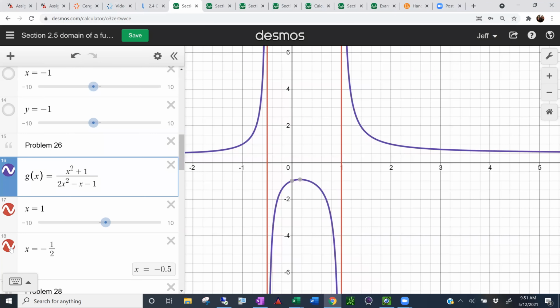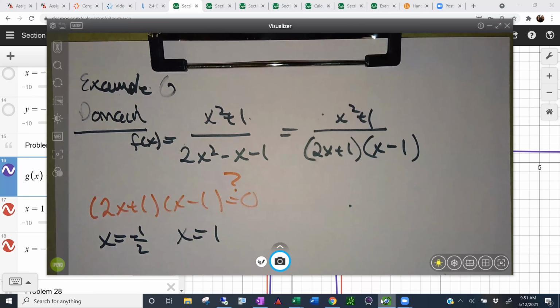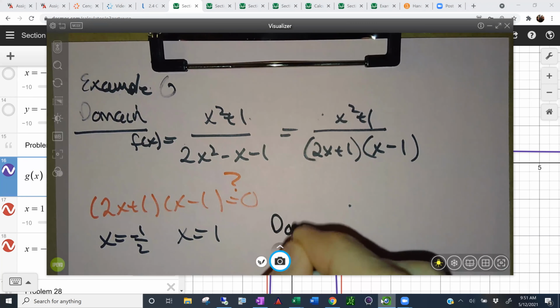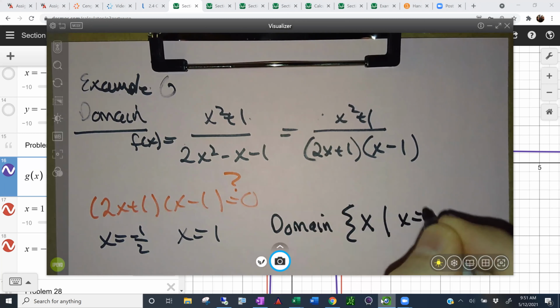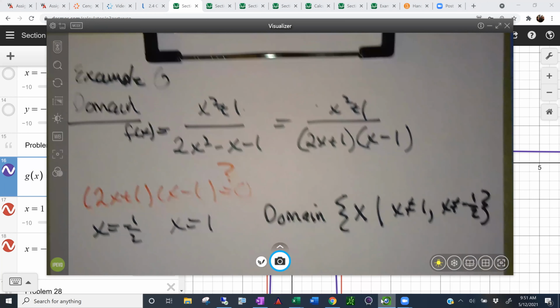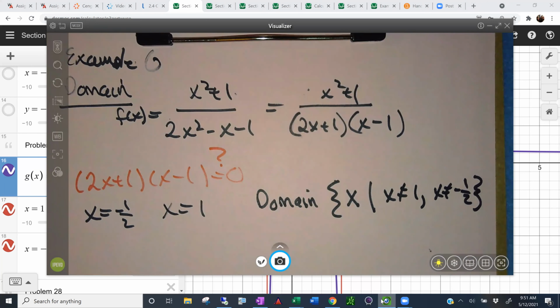The domain of this function is everything but those values. Those are the two values that are going to create problems. So your domain is the set of x such that x is not equal to 1 and x is not equal to -1/2. You could also write it in interval notation. It might be easier for you in interval notation.